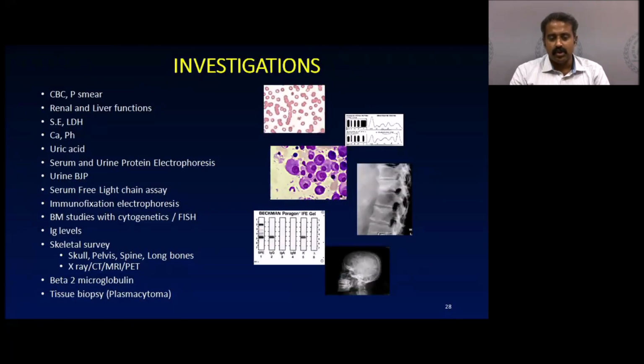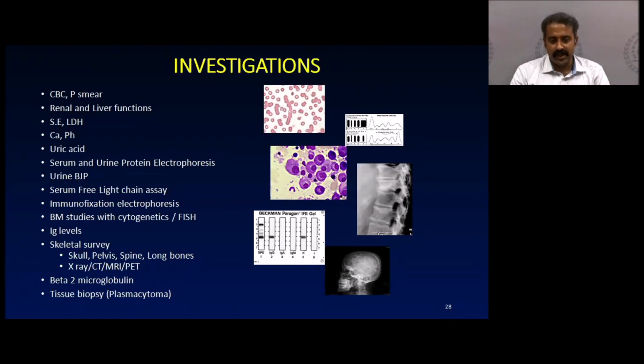You also need to quantify and qualify the monoclonal protein. So you have to do the serum and urine electrophoresis, urine Bence Jones proteins, serum free light chain assay, and look at the immunofixation electrophoresis. Bone marrow studies have to be done. This is to demonstrate the clonal nature of the plasma cells, and also FISH has to be done to look at the various karyotypes and the cytogenetic abnormalities, which have very much importance in prognostication.